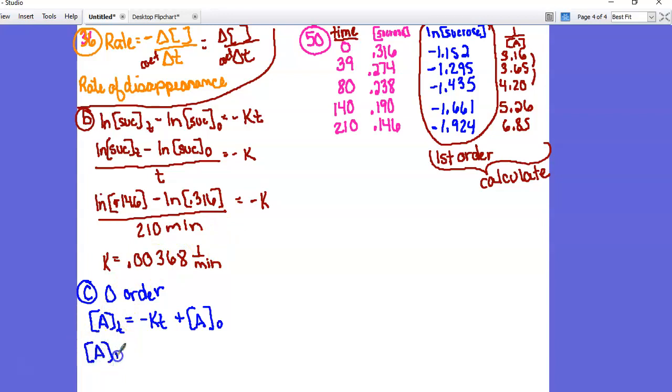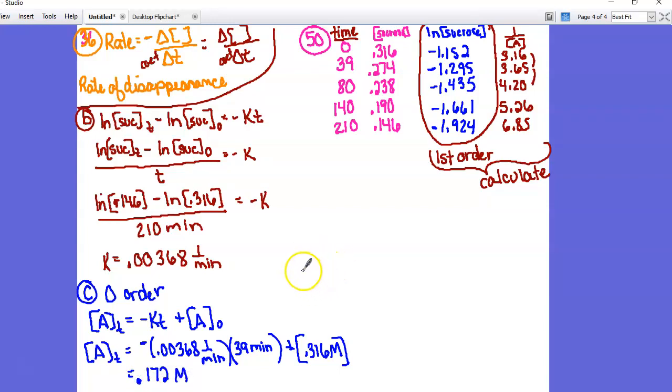So I'll do the first one for you. You have your K, negative times 0.00368 1 over a minute. The first minute they had is 39 minutes. You'd have to do this each time for 39, 80, 140, and 210. That's what's given to you in the problem. They tell you that your initial concentration of sucrose is 0.316 molar. Notice you don't have to do the logs or anything. So if you do this one comes out to 0.172 molar.